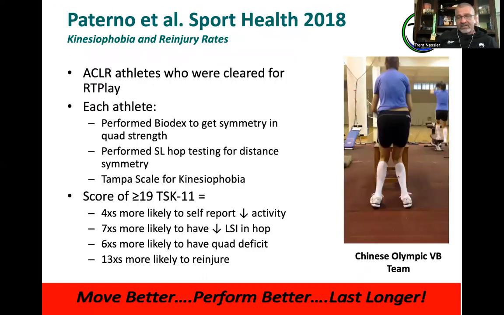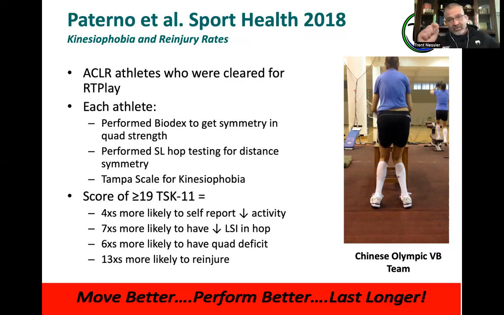So here's that study I was talking about with Paterno, looking at the TSK11. I want to go down to the bottom of this slide. 19 on the TSK11: you're 4 times more likely to self-report decrease in activity. You're 7 times more likely to have a decrease in LSI and hop. You're 6 times more likely to have a quad deficit, and you're 13 times more likely to re-injure.